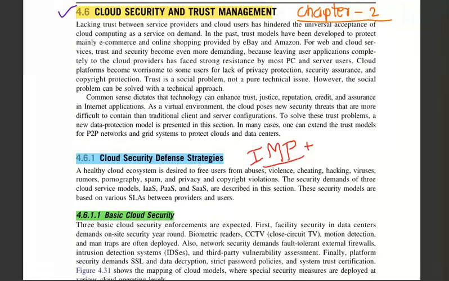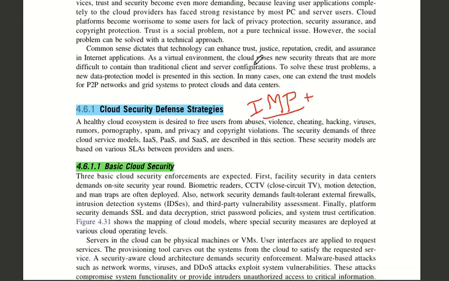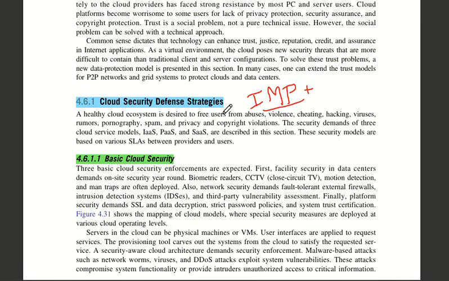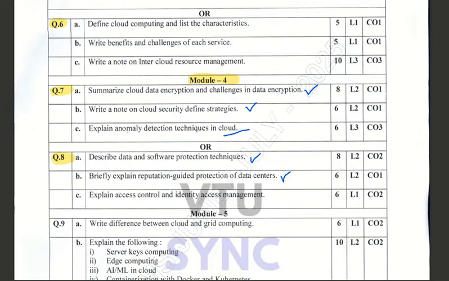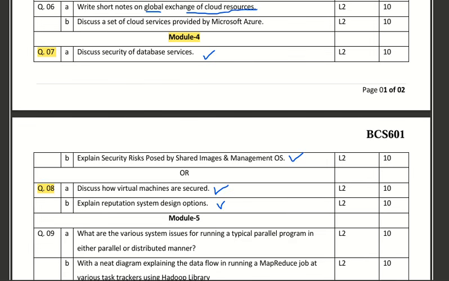Let's see the second chapter. There are a few diagrams here, and you must practice those diagrams. The second chapter is cloud security and trust management. This question is there in the question paper: cloud security defense strategies. Here it is: write a note on cloud security defense strategies. I think there is a spelling mistake. Where is it?